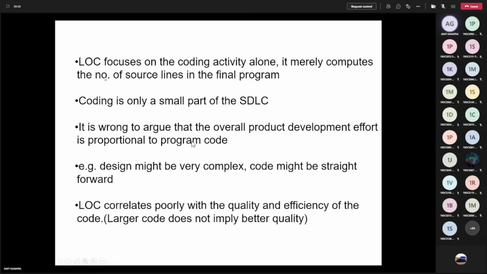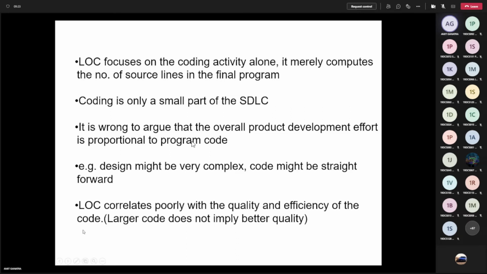So the LOC metric focuses on the coding activity alone, and it merely computes the number of source lines in the final program. And as we have discussed, coding is only 10% of your overall effort in the software development lifecycle. It is wrong to argue that the overall product development effort is proportional to the program code. Right? And what is the counter argument? For a problem, the design might be complex, but the code may be straightforward. So for a certain problem, the design might be complex, but the code may be straightforward.